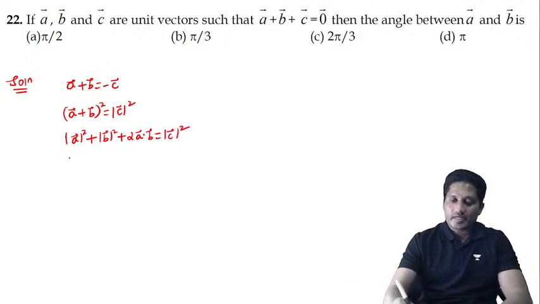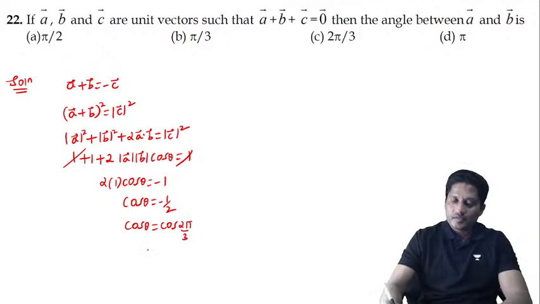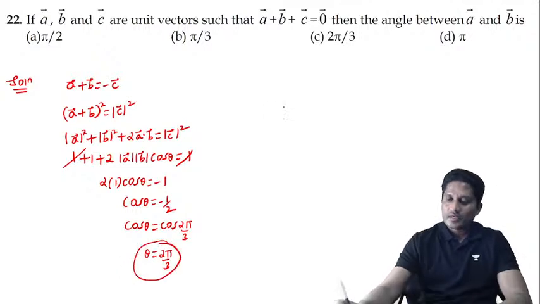Since A, B, C are unit vectors, this is 1 plus 1 plus 2 times A dot B, where A dot B is mod A into mod B into cos theta, and that's equal to 1. This will cancel. 2 times mod A mod B is 2, and then cos theta is equal to minus half. Cos theta is equal to cos of 2 pi by 3, because cos 120 is minus half. So theta is equal to 2 pi by 3. Answer is option C.